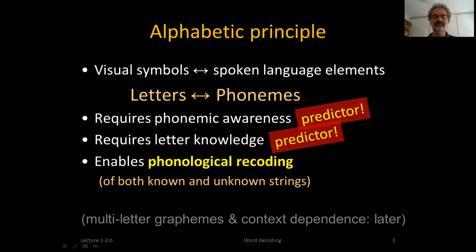The combination of phonemic awareness and letter knowledge enables phonological recoding, which is the ability to map sequences of letters to sequences of phonemes working one by one. So this means that you can do this whether or not you know the word that is displayed, because phonological recoding is about working at the phoneme level. You work letter by letter. Graphemes that are composed of multiple letters and other context dependencies are learned later.